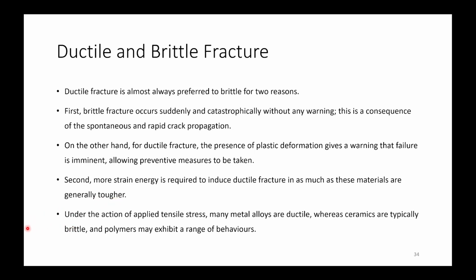Under the action of applied tensile stress, many metal alloys are ductile, whereas ceramics are typically brittle. And polymers, depending on what type of polymer it is, show a range of behaviors. They can be tough, as in the case of rubbers, and they can be very brittle in other cases, such as Teflon and other polymers.